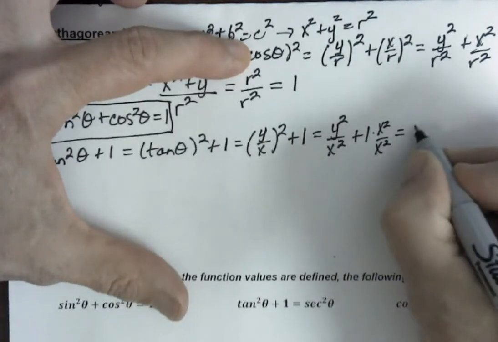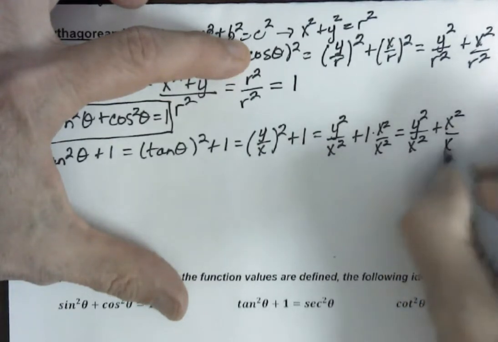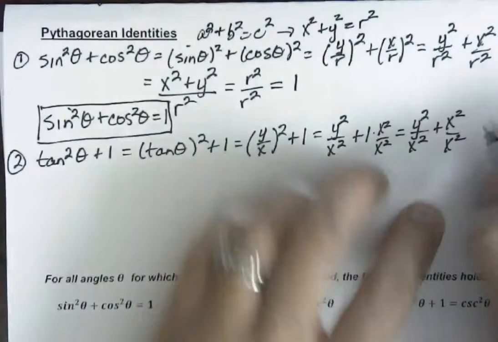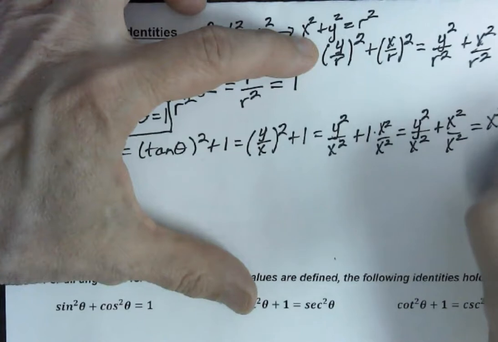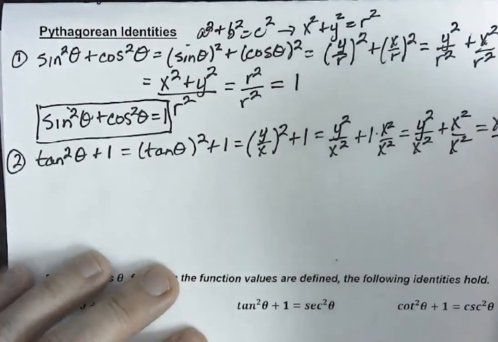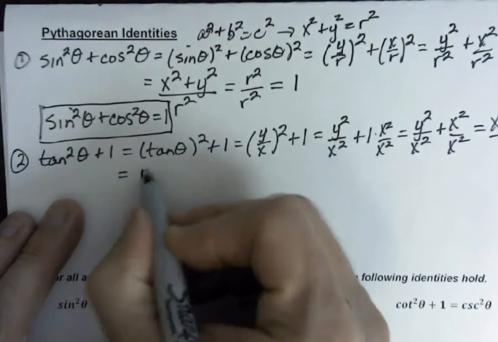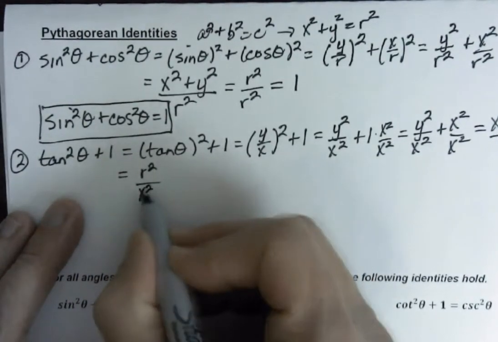That gives us y squared over x squared plus x squared over x squared. So again, we can write this as one big expression. It turns out to be x squared plus y squared over x squared. The x squared plus y squared we can replace with the r squared. So we have r squared over x squared.